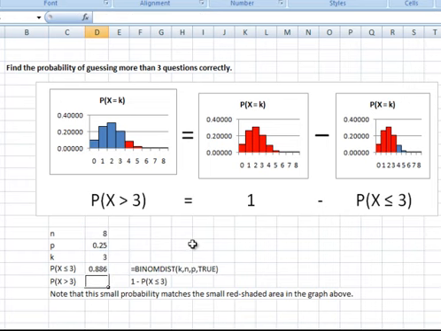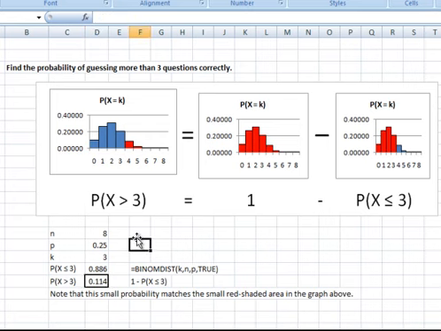I'll press enter, and this 0.886 is the probability of these red bars up here. I want to find the probability of these red bars, so I'm going to take 1 minus that probability for my final answer. Equals 1 minus the probability we just found, enter. And we find the probability of getting more than 3 questions right is not very likely, about 11.4% chance, or a probability of 0.114. Notice this small number does correspond to the relatively small area of the red bars above here, so that's what makes me confident that I've actually worked this out right. It's good to do that double check at the end.